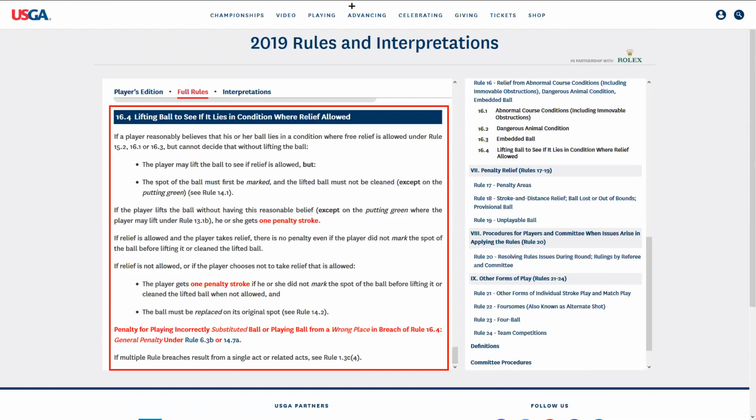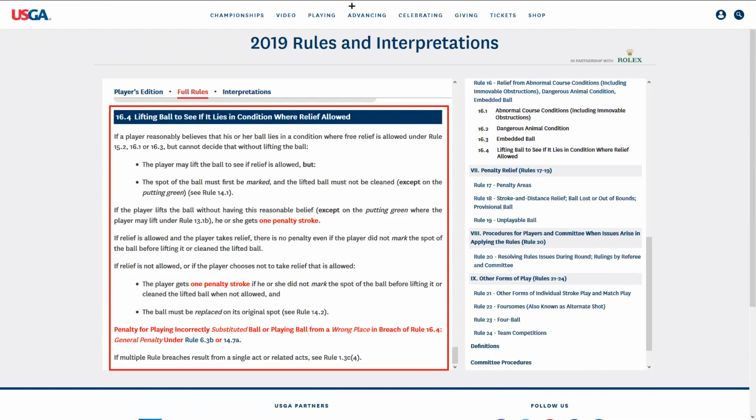The only time you have a choice is if there are two spots that are absolutely equidistant, nearest point of relief, in which case you get a choice. If there are not two spots that are absolutely the same, you are required to take the nearest point of complete relief. So if the ball is in the middle of the cart path and you are a right-handed player, you're always going to go to the left. If you're a left-handed player, you're always going to go to the right if it's dead center.